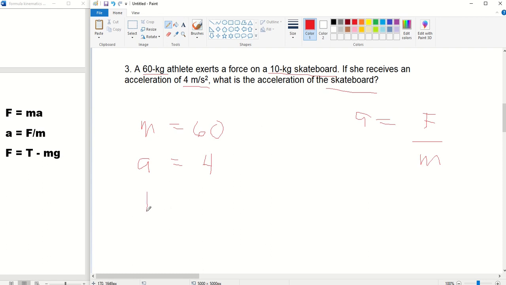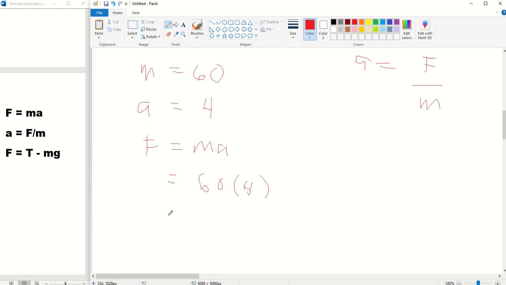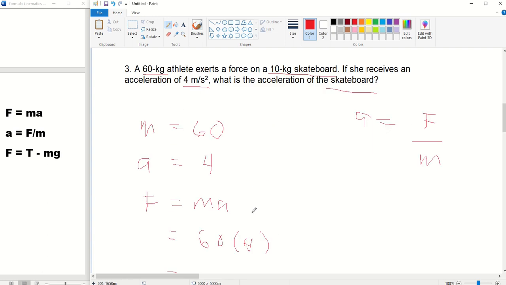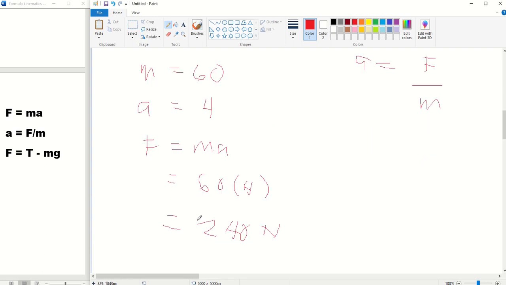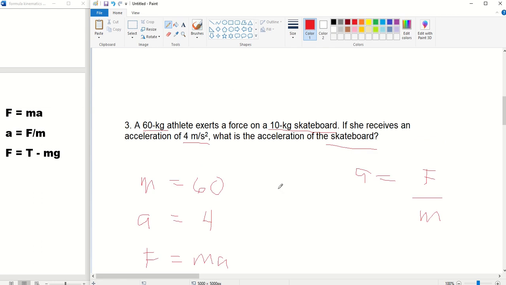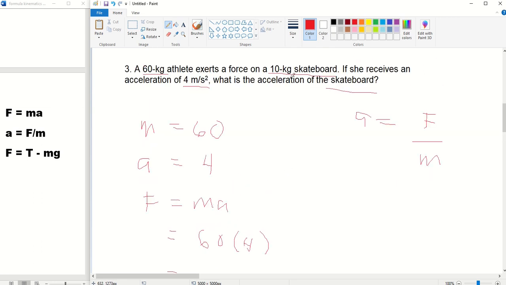So, force is equal to MA. So, gagawin natin is 60 times 4. 60 times 4 is 240 newtons. Ito yung force na na-exert sa babae. So, kung nakuha na natin yung force na yan, 240 newtons, and meron tayong mass ng skateboard, which is 10 kilograms. Ito yung gagamitin natin, tong dalawa.